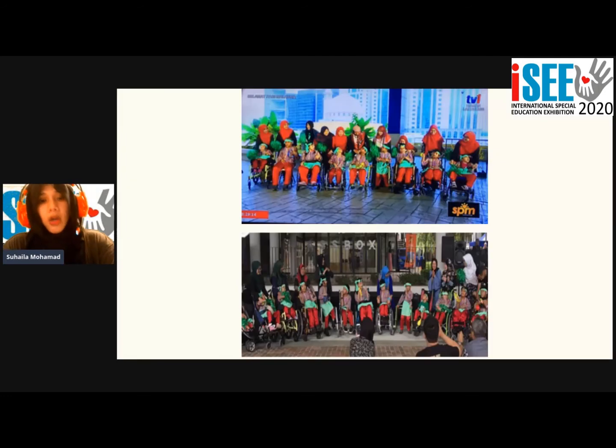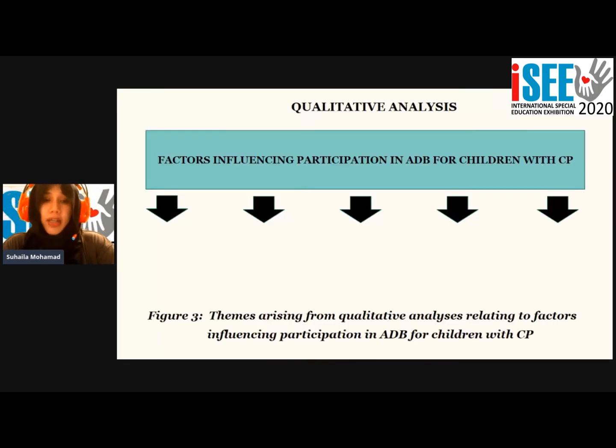Next, qualitative analysis. Qualitative analysis of the focus groups generated 5 themes relating to factors influencing participation, namely child characteristics, parent support and level of involvement, attitude and interest, community and cultural relevance, and resources. So I would like to proceed with child's characteristics. The first one.